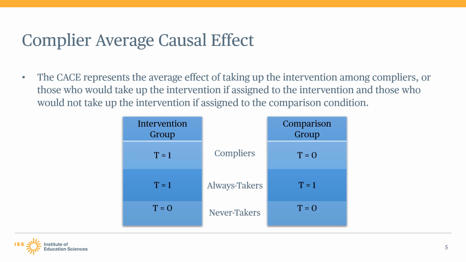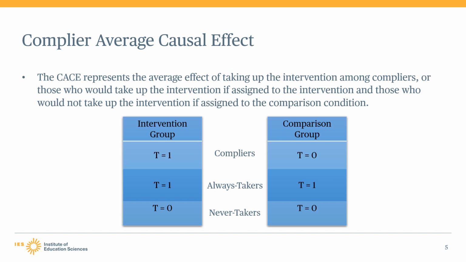One thing that is important to note is that we are not able to distinguish compliers from always takers in the intervention group, or to distinguish compliers from never takers in the comparison group. So again, the CACE represents the average effect of taking up the intervention among compliers. The advantage of the CACE is that it seeks to estimate the effect of the intervention on those who received it. This is in contrast to an ITT impact estimate, which estimates the effect of an intervention on those who initially were assigned to conditions, regardless of intervention receipt.